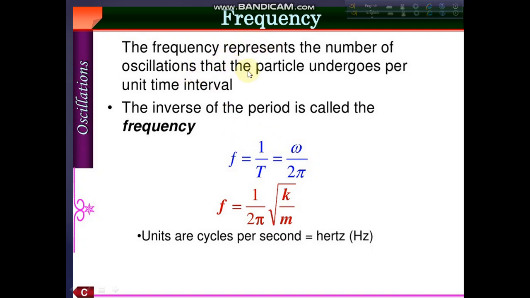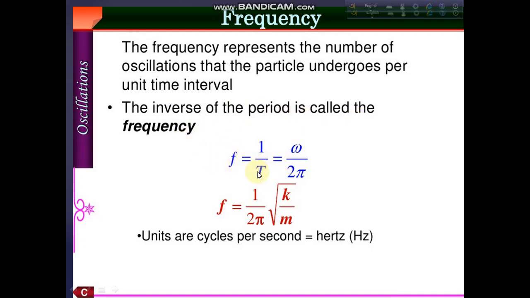Frequency: this is the expression for the frequency. What is the frequency? The frequency represents the number of oscillations that the particle undergoes per unit time interval. The inverse of the period is called the frequency, that is f equals 1 by T.